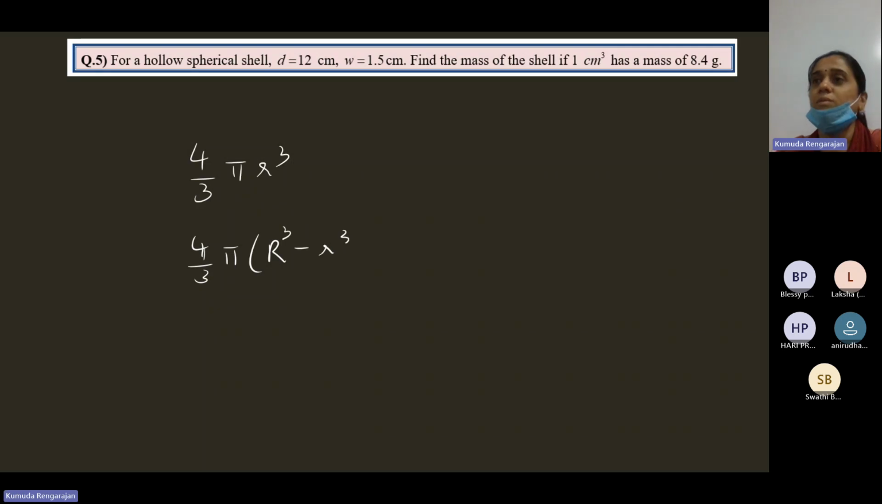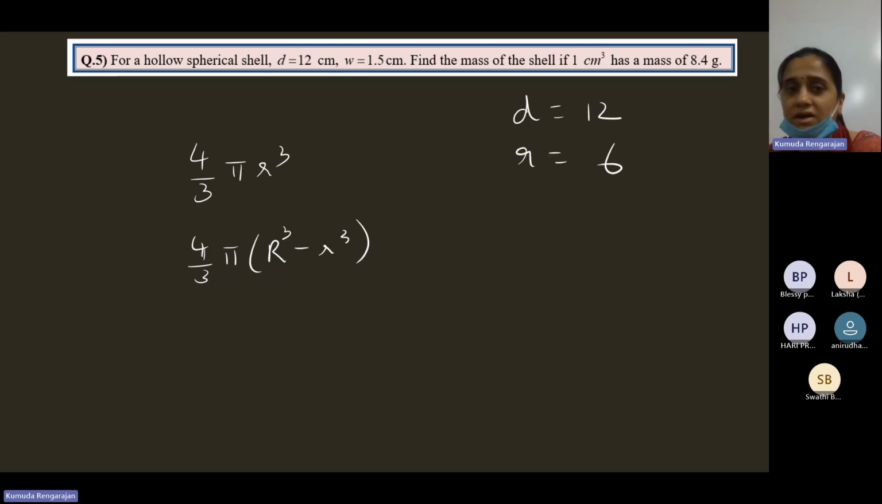That's all. This is the formula: 4 by 3 pi, capital R cube minus small r cube. Now, the diameter, small d, is given as 12. So what is small r? 6. When small d is used, that means it is the internal diameter or the inner diameter. If it is capital D, it is the outer diameter. The small d is 12, so the small r is 6.